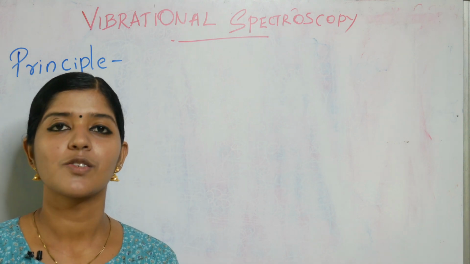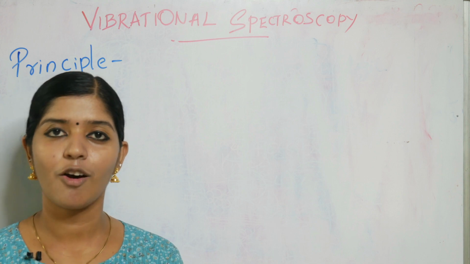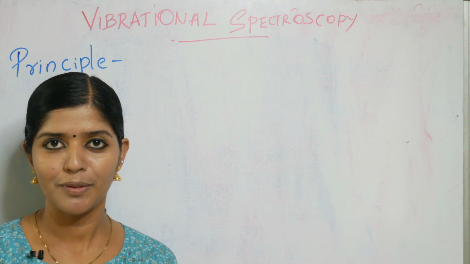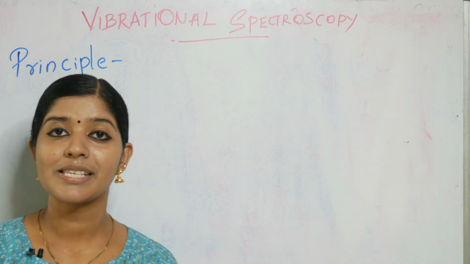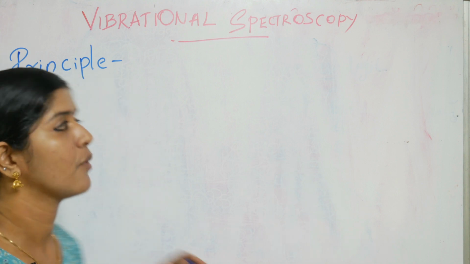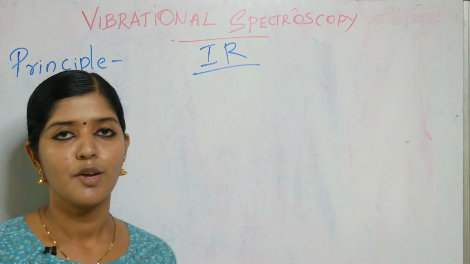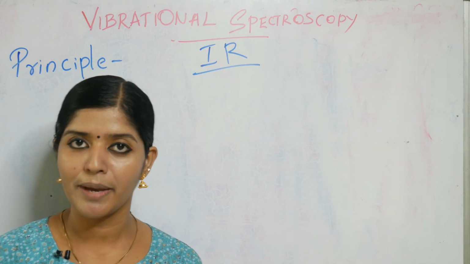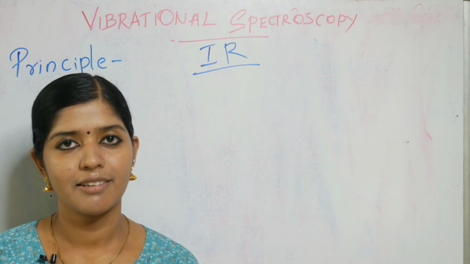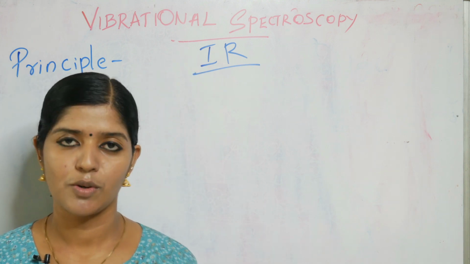Vibrational spectroscopy will always give a spectrum in the IR region, or infrared region. Therefore we call it infrared spectroscopy, or IR spectroscopy. Depending on the region in which we get the spectrum, we classify spectroscopy into IR, UV, microwave, etc. So vibrational spectroscopy is otherwise known as infrared spectroscopy.